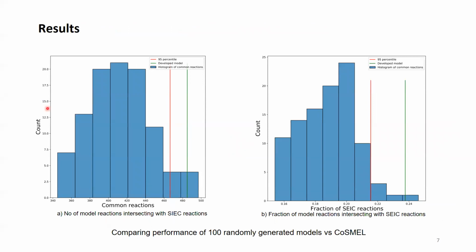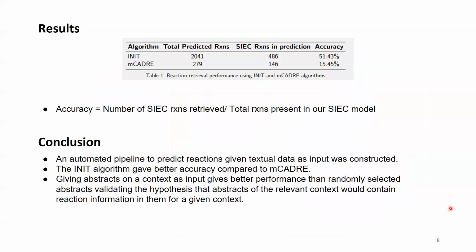These are the results that we have obtained. We have simulated around 100 random models, where we gave random abstracts as input and built context-specific models. Here the count indicates the number of models, and the x-axis indicates the common reactions present in them. As you can see here, our model performs better than around 95% of the models generated. And this is basically the fraction of the common reactions.